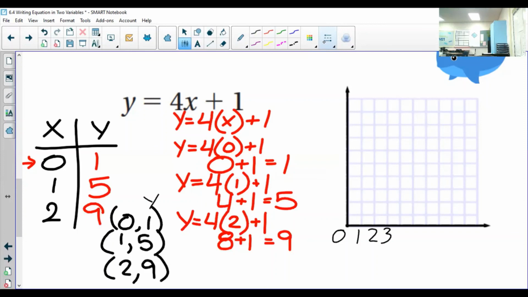So what could I do? I think I could count by odds, right? I could do 1, 3, 5, 7, 9, 11. As long as you keep the spacing equal, you can number it however you want. So we're going to start with over 0, up 1. Then we're going to go over 1, up 5. And then we're going to go over 2, up 9. Now that we're here, we can graph. Add the arrow, and you're good to go.